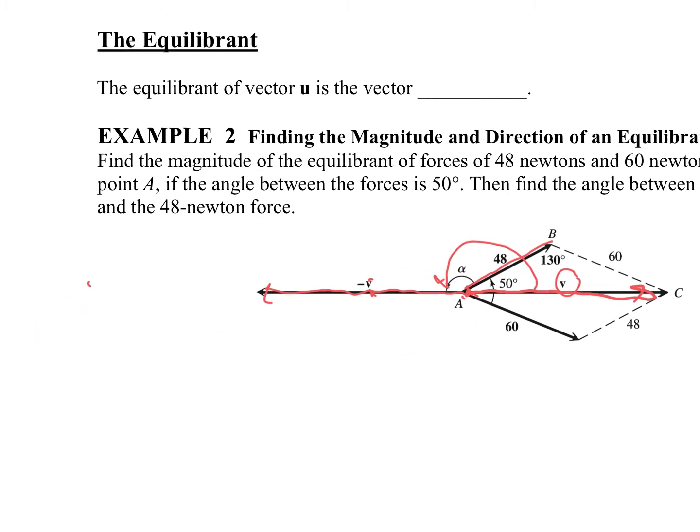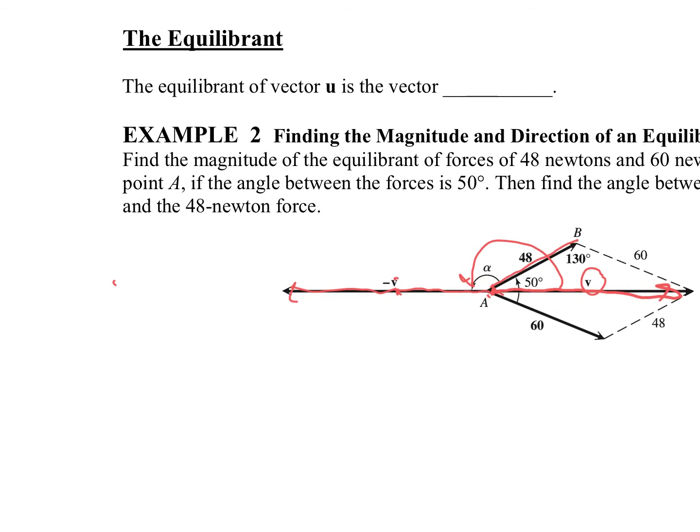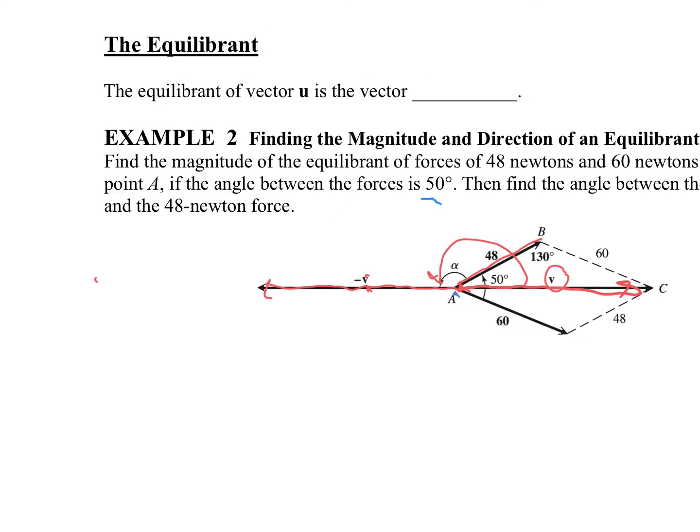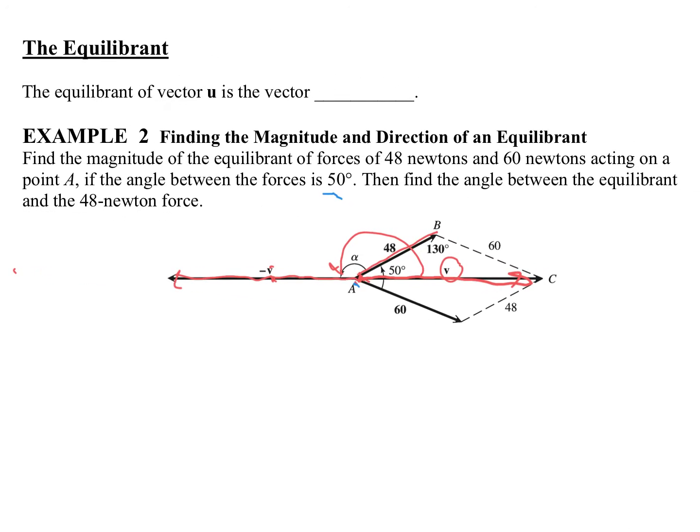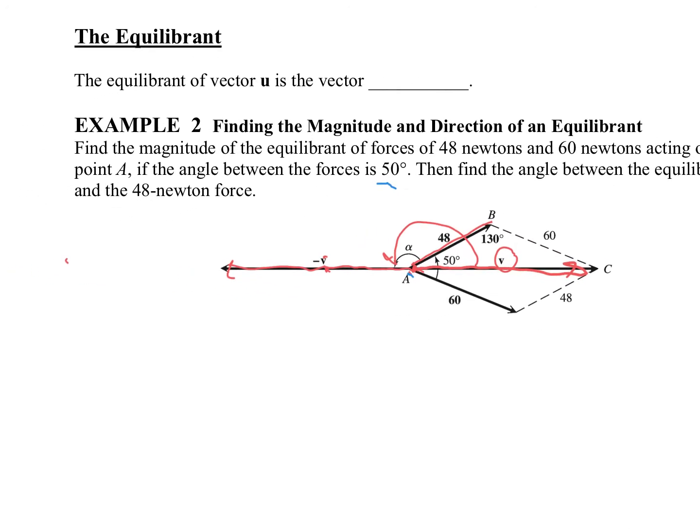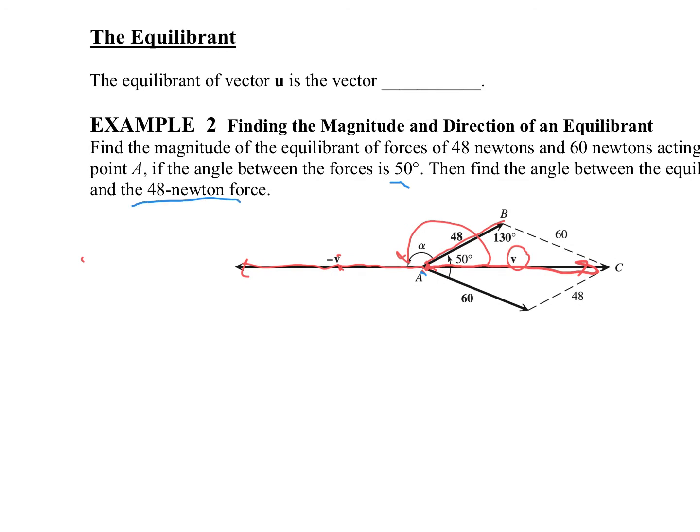He wants us to find the magnitude of the equilibrium of forces of 48 newtons and 60 newtons acting on a point A. So there's point A again. And he says if the angle between the forces is 50 degrees, then find the angle. So now we're actually going to find the angle between the equilibrium and the 48 Newton force.